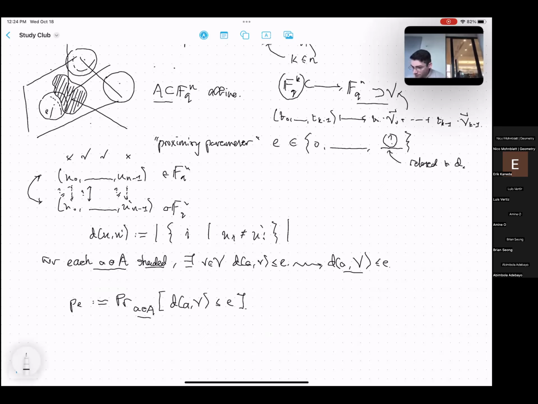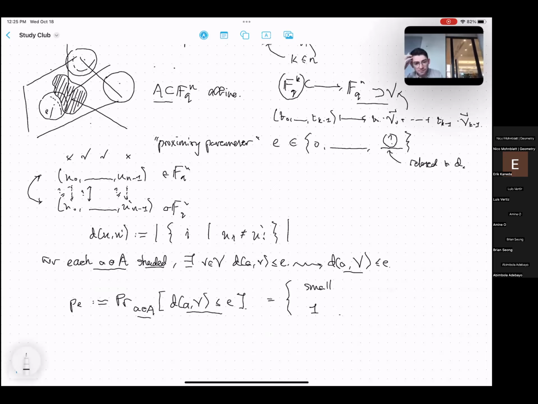Okay, but what a proximity gap says is that this probability is either something small or is one. Okay, it is either a small proportion or the whole space. It can't be something like halfway. Okay, so this is basically the most key intuition that I want to make sure we understand.